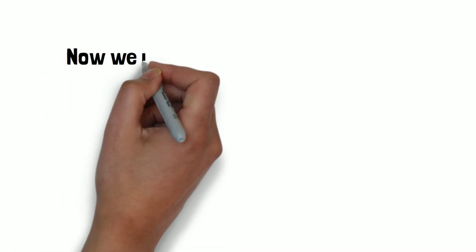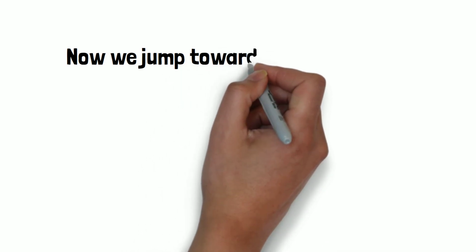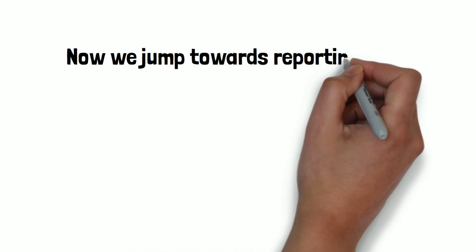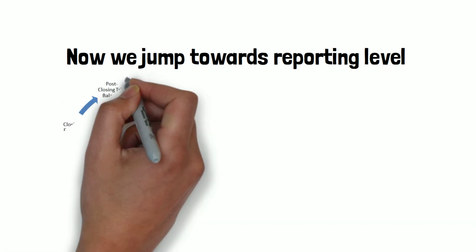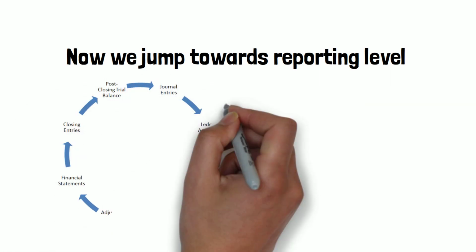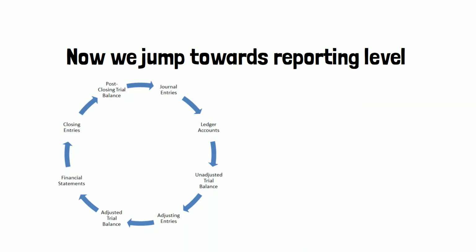Now we jump towards the reporting level. In reporting, the major reports we have are the profit and loss account, balance sheet, and cash flows. Cash flow is basically an independent report and is not interrelated, whereas the profit and loss account, which we also term as P&L, is basically a dependent report, and it is dependent on all the data which we are getting from the main one.